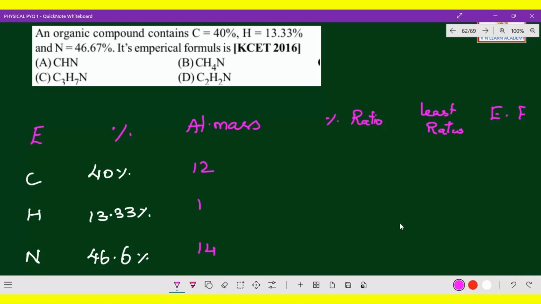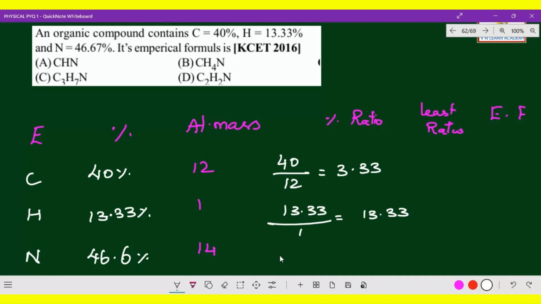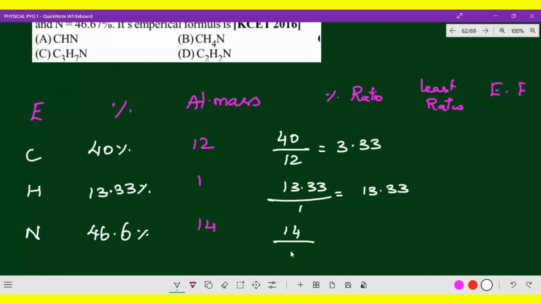Now how do we identify the ratio? It is given mass divided by atomic mass. So given mass 40 divided by 12, we get 3.33. Then 13.33 divided by 1, you will get 13.33 only. Now 46.6 divided by 14, how much will you get? 3.33. So now you will get the least whole number ratio.